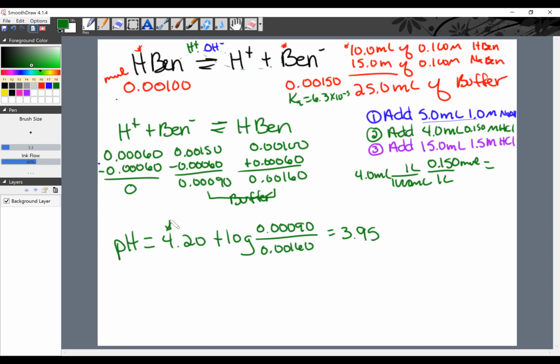Remember, this is not where it started. So let's just do a little check. Where did we start? So up here, the pH would have started at 4.20 plus the log of 0.00150 over 0.00100. Okay, so before I did anything, add 4.2. It was originally 4.38. Okay, so my initial pH was 4.38.